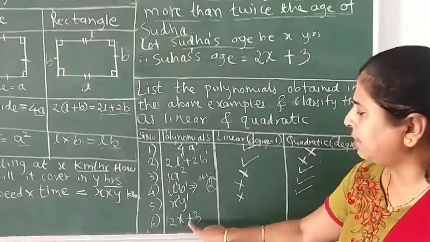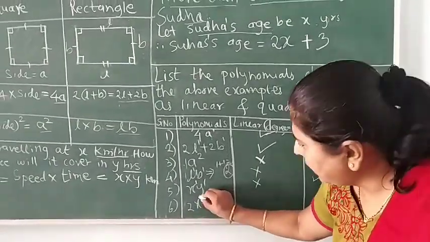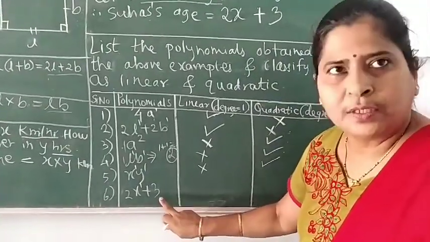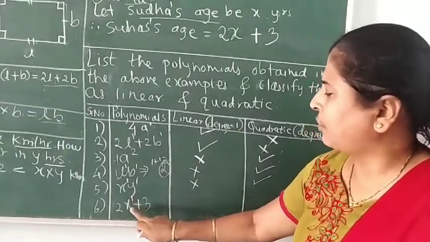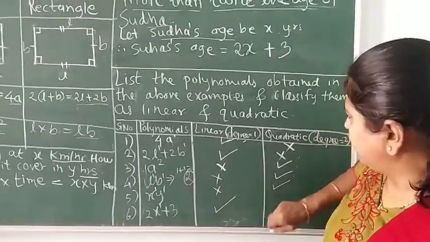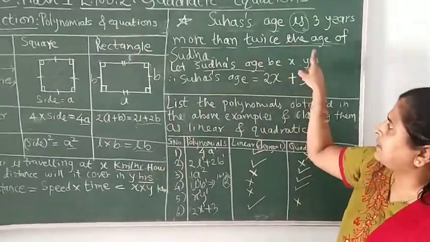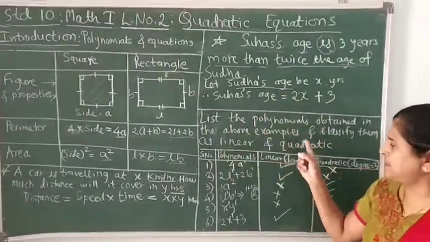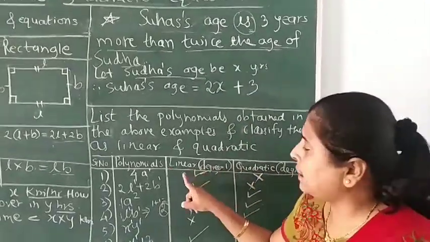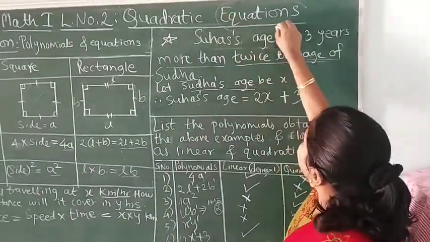And the last example, here we have a binomial. This term is variable x with coefficient 2 and degree 1. Here we cannot see any variable, so we can say this is a constant term. And the highest power of the variable x is degree 1. So again it is a linear polynomial and not quadratic. So whatever algebraic expressions are polynomials, we have classified them as linear polynomial or quadratic polynomial. But now our lesson is about the quadratic equation.